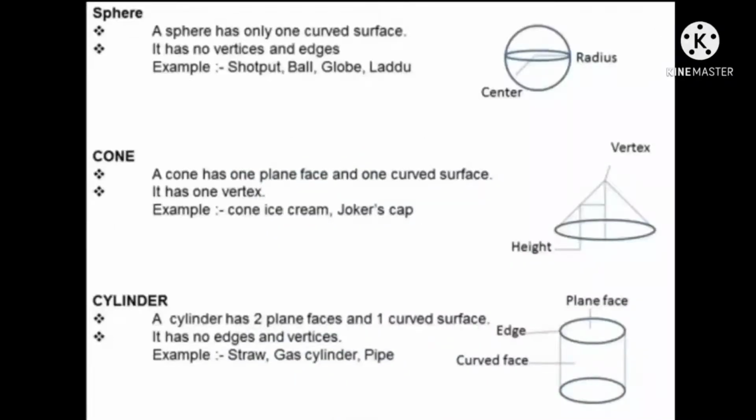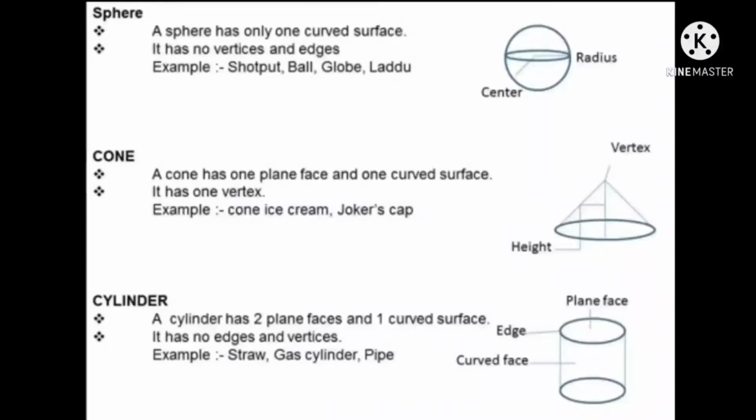Third one is sphere. A sphere has only one curved surface. Why? Because we have used only a curved line to draw a sphere, and also a circle. Second point, it has no vertices and no edges. Why? Because we have used only curved lines, so we can't have vertices and also edges. Examples: shot put, ball, globe and laddu.